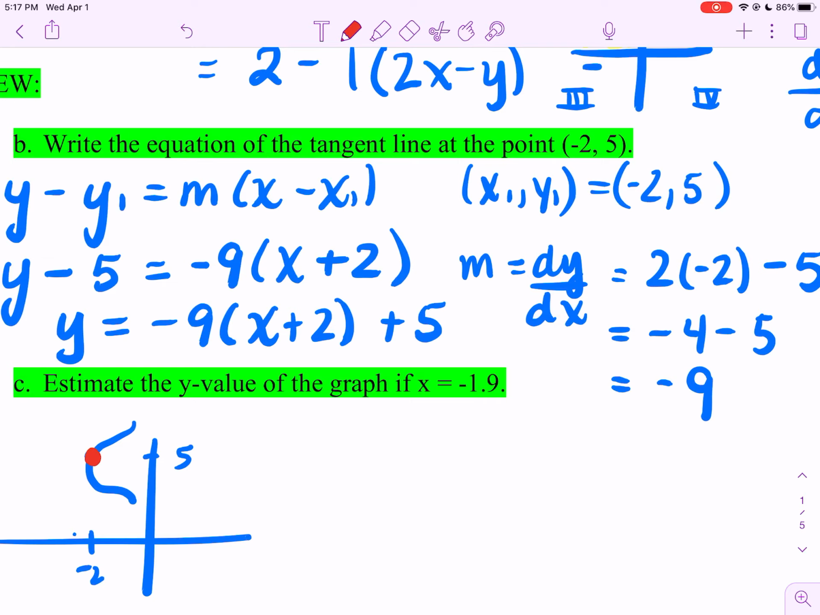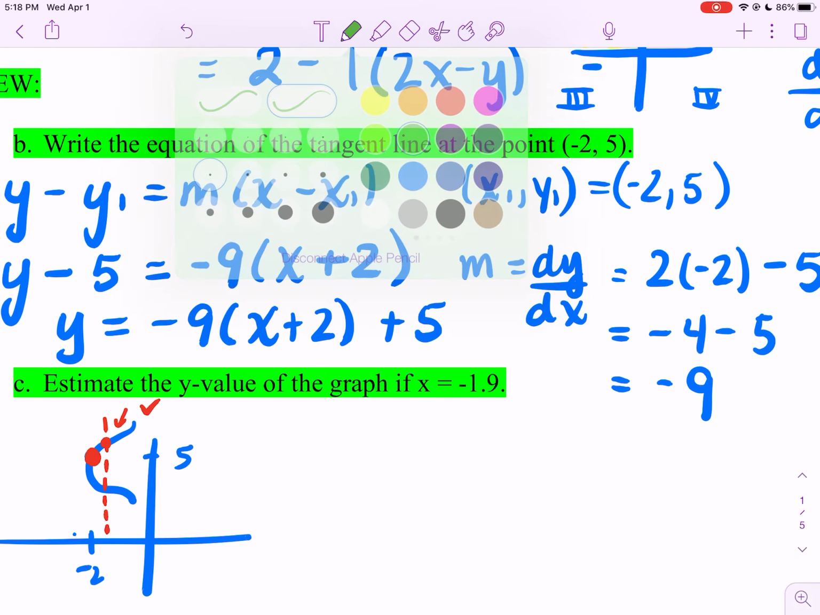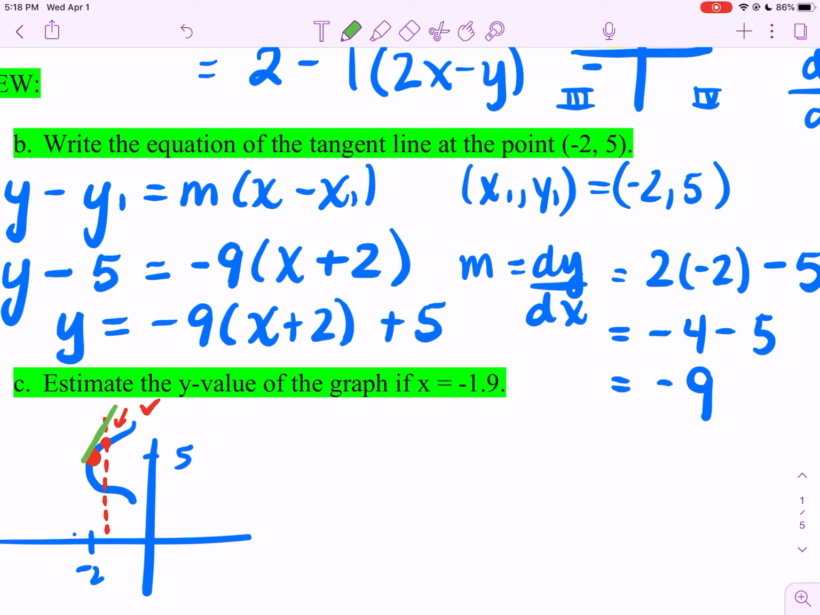-1.9 would be close to about here. Notice we're not going to be approximating that point. It's not close to the point -2, 5. What we're going to be doing is approximating the point that's close to where you wrote the equation of the tangent line. This is the one that we will be approximating, that coordinate there. Note again that that coordinate is very close to where we wrote the equation of our tangent line.